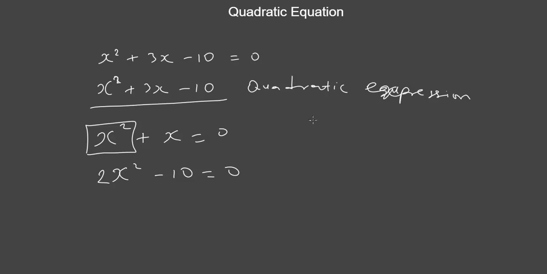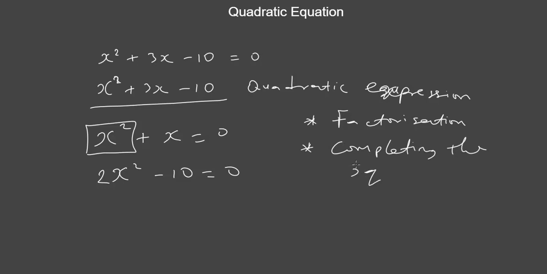And they are as follows. We have the factorization method. We have the completing the square method. And we have the formula method. So I'm going to go through these various methods that can be used to solve a quadratic equation. So let's start with the factorization method.